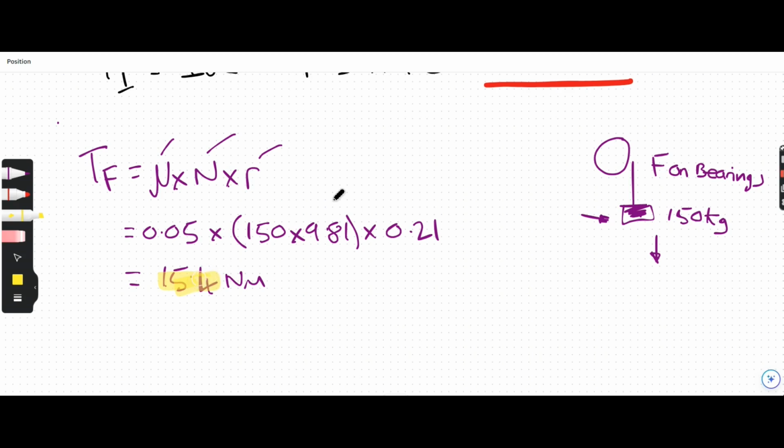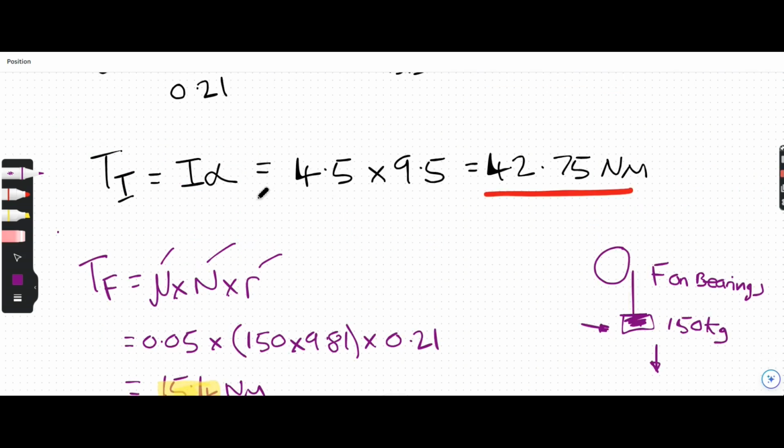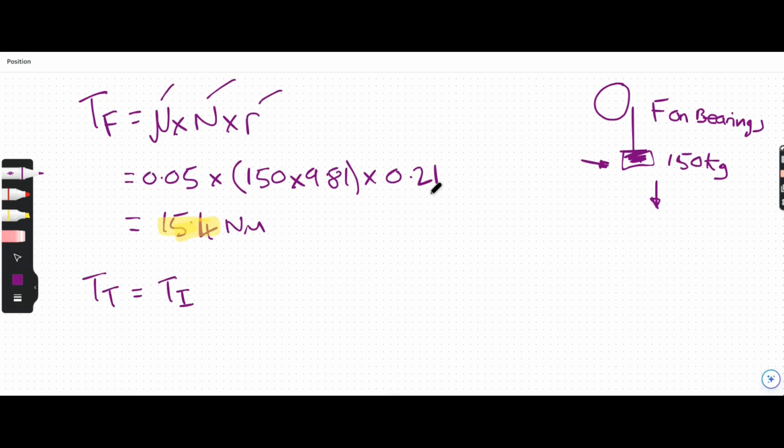That there is the torque to overcome friction. Okay, so now we've done inertia torque and friction torque. To find the total torque, TT, all we've got to do is add the inertia torque, which is up here, 42.75, yours will be different, plus the torque to overcome friction, which is that number there.